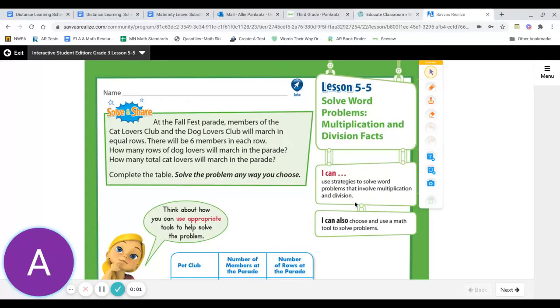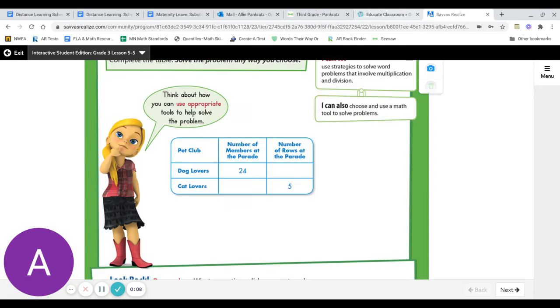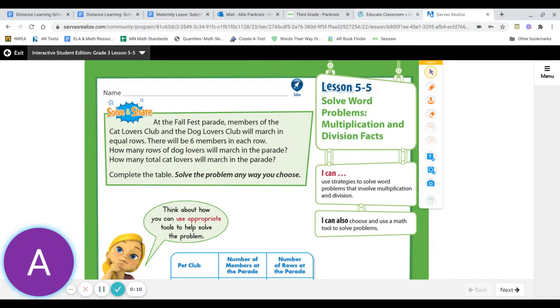Today we're going to be looking at lesson 5.5, so please make sure you are on page 261 in your book. At the top, let's look at our I can statement. I can use strategies to solve word problems that involve multiplication and division. I can also choose and use a math tool to solve problems. So we're going to think about how we can use appropriate tools to help solve the problem.